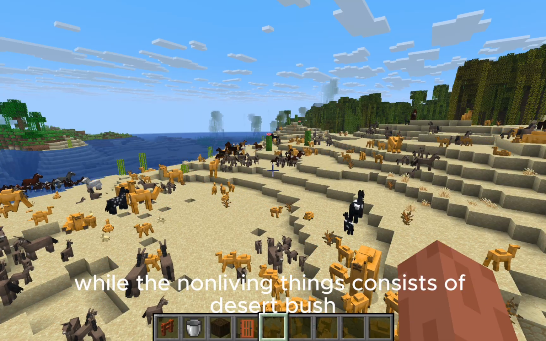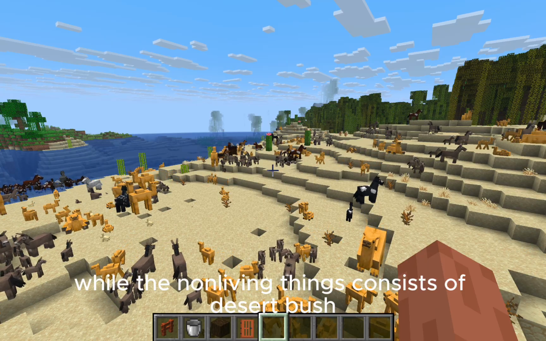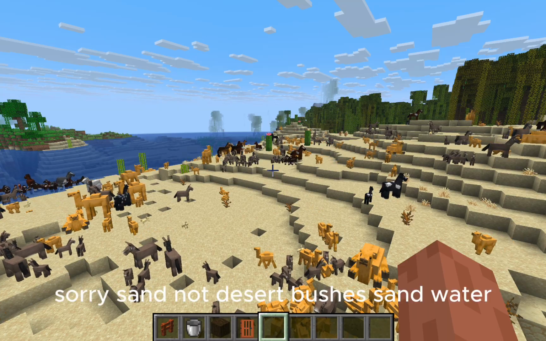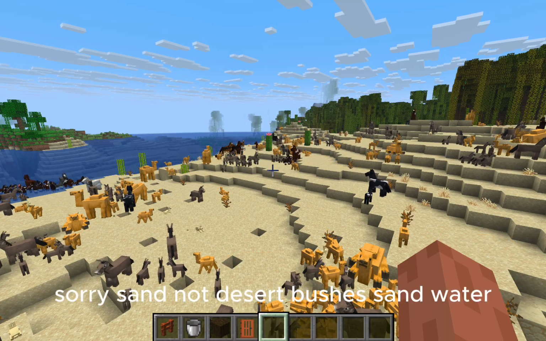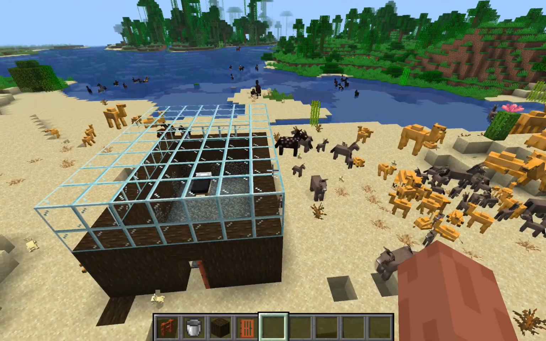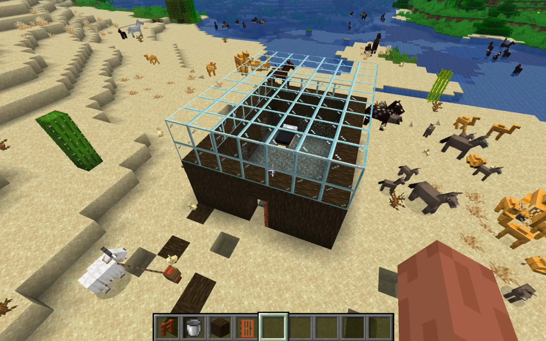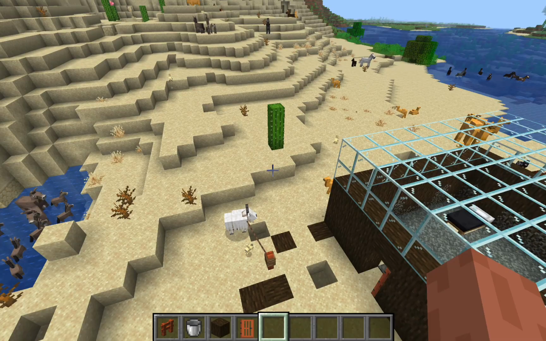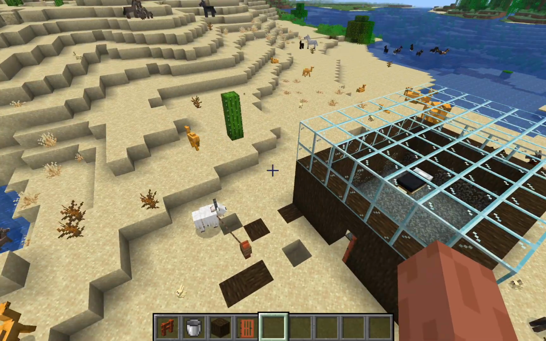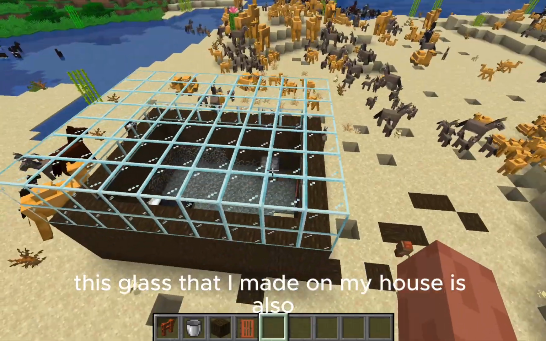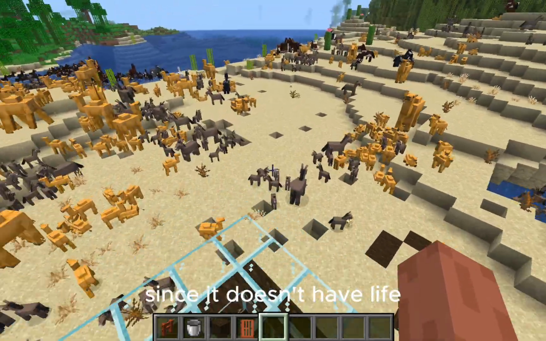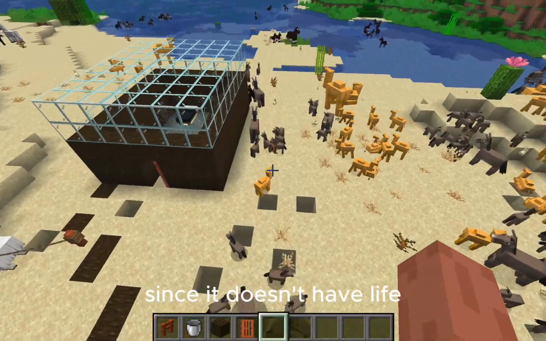While the non-living things consist of sand, water, desert bushes, and small rocks and pebbles. This glass that I made in my house is also considered a non-living thing since it doesn't have life.